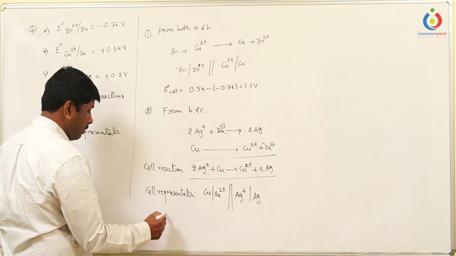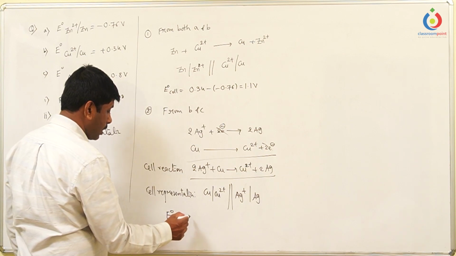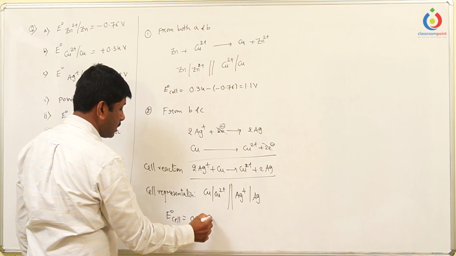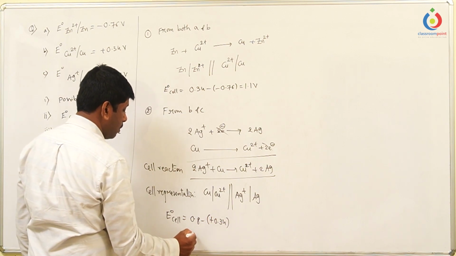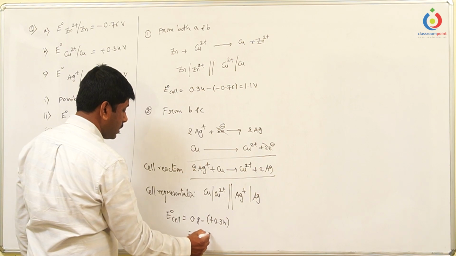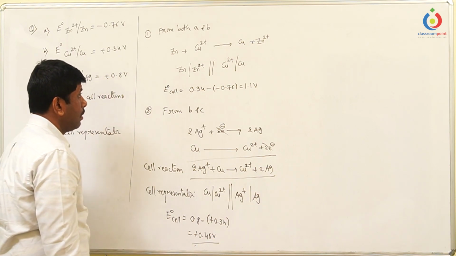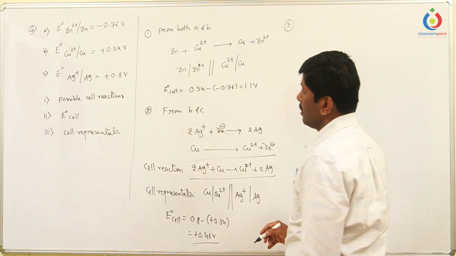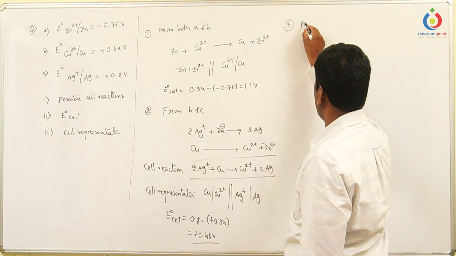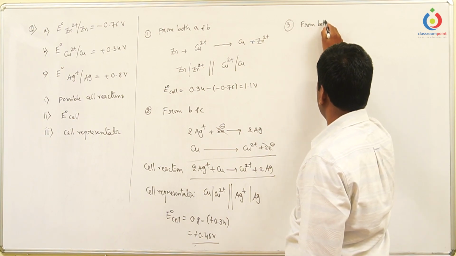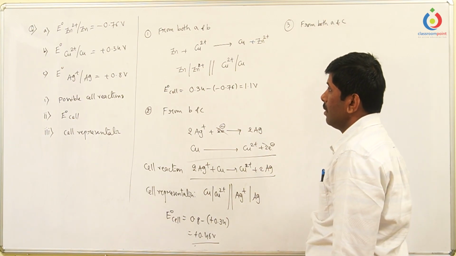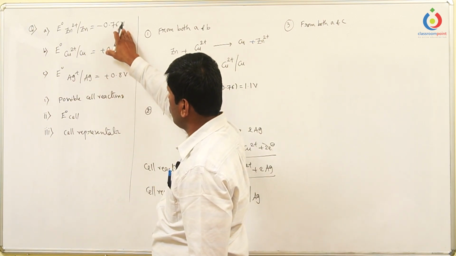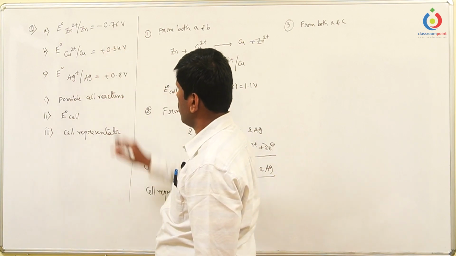Next, E0 cell for this. Cathode minus anode. Cathode value is 0.8 minus (plus 0.34), so it equals plus 0.46 volts. Next, the third combination. So I am now selecting A and C. Between A and C, the higher reduction potential is with silver and the lower is with zinc. So this is the cathode, this is the anode.